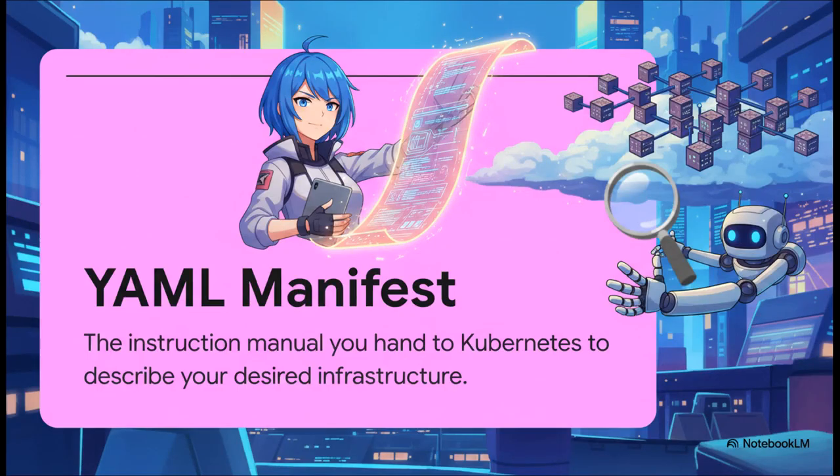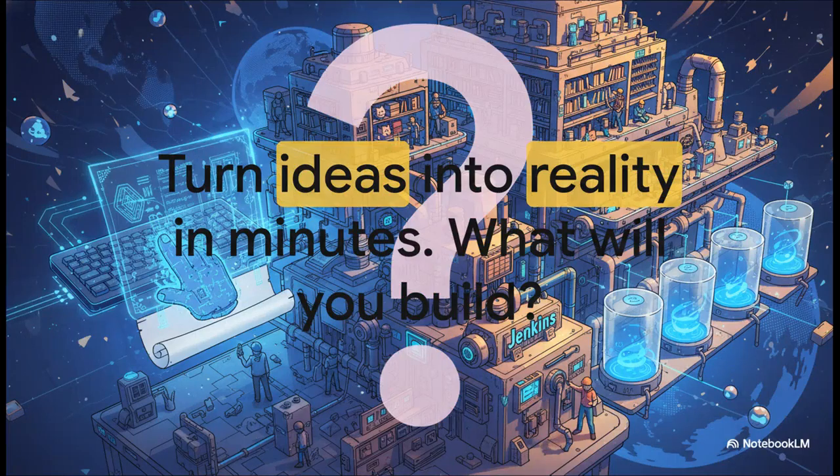And this is the real magic of Kubernetes. You don't tell it how to do things. You just describe the final state that you want to exist. You write down this desired state in a special file called a YAML manifest. It's like an instruction manual. You just hand that manual to Kubernetes, and it works tirelessly, 24/7, to make sure the real world perfectly matches your instructions.